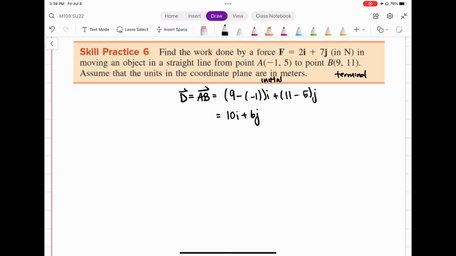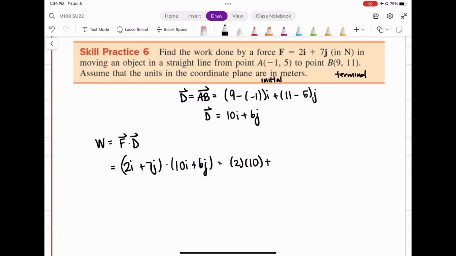The work is calculated by taking the force vector times the displacement vector. Therefore, we are calculating the dot product of vector F times vector D, which means we're taking the product of the i components plus the product of the j components and summing it together to get a scalar value. We then have 2 times 10 plus 7 times 6. This is equal to 20 plus 42, which is 62. Therefore, the work is 62 newton meters.